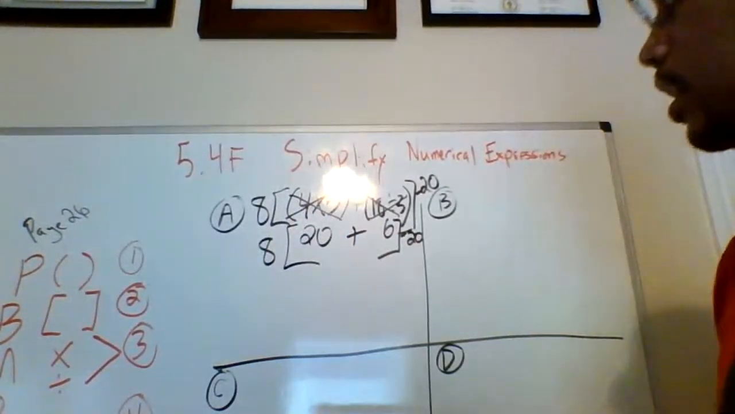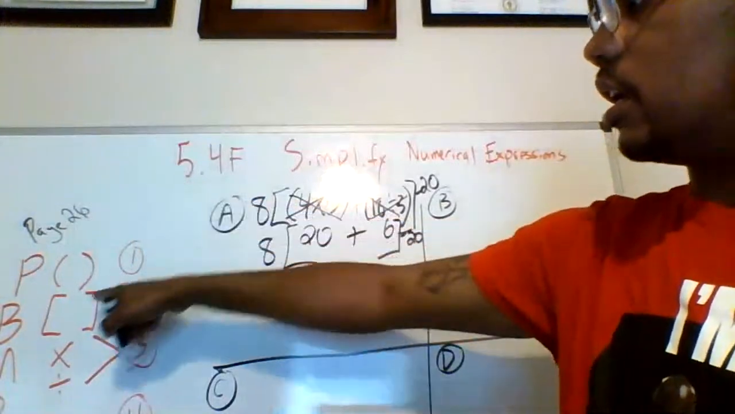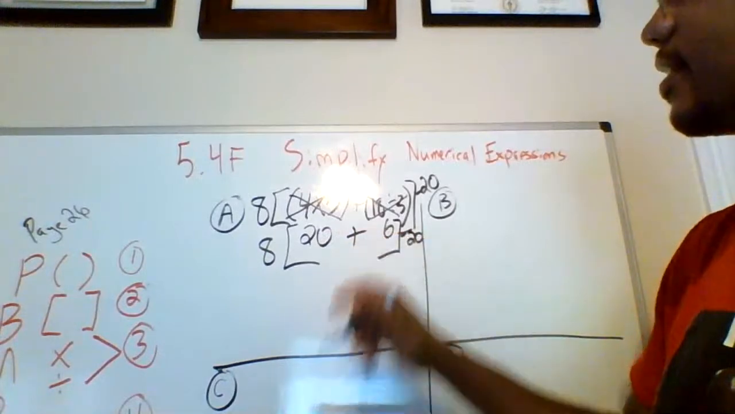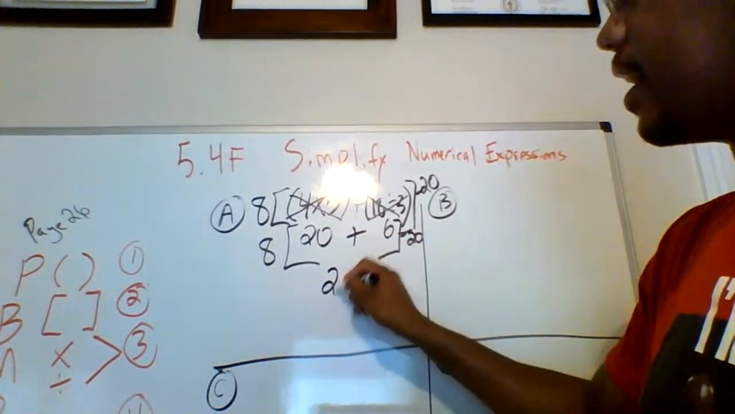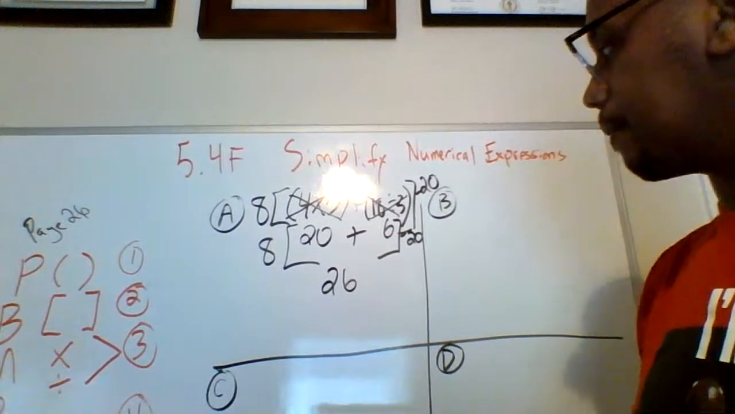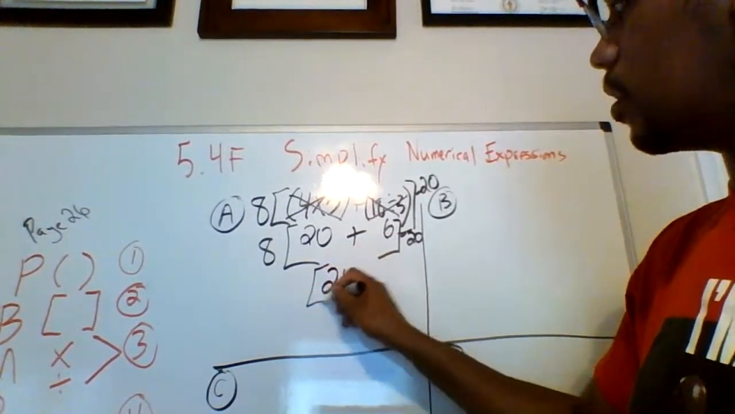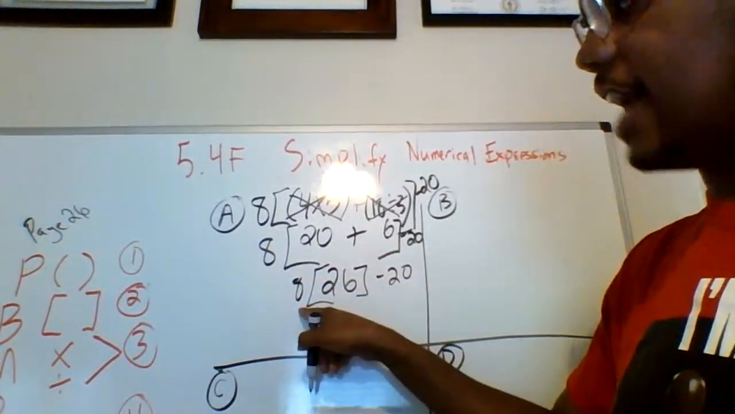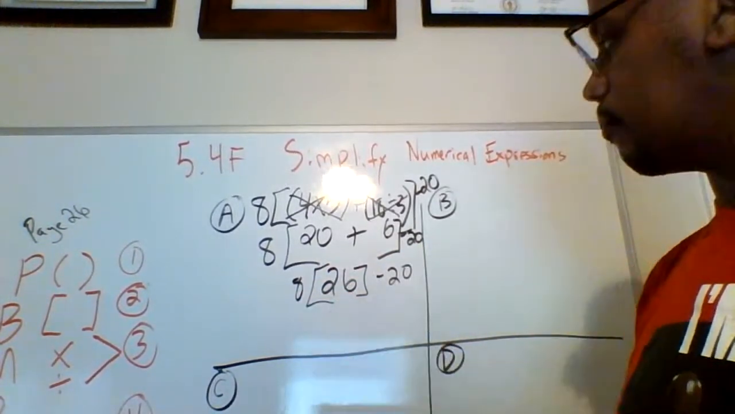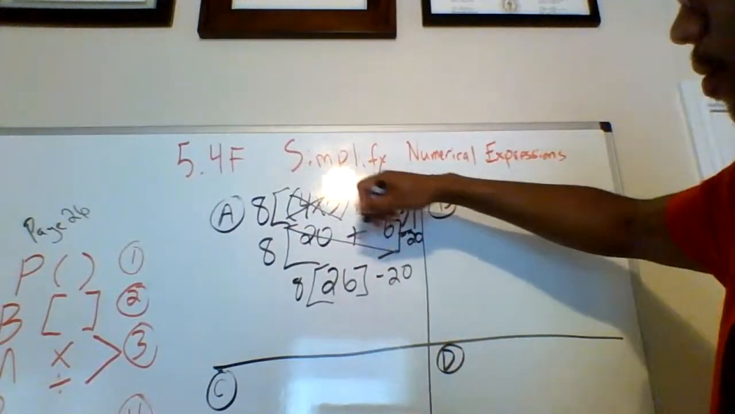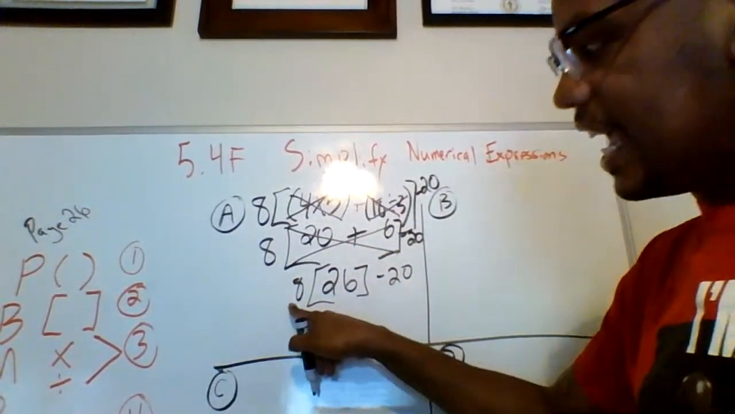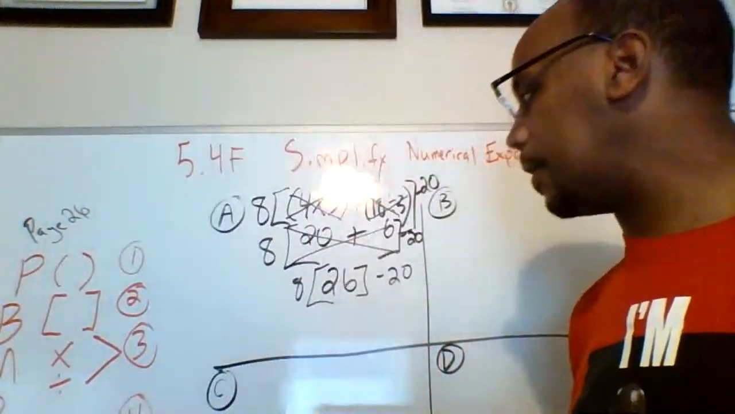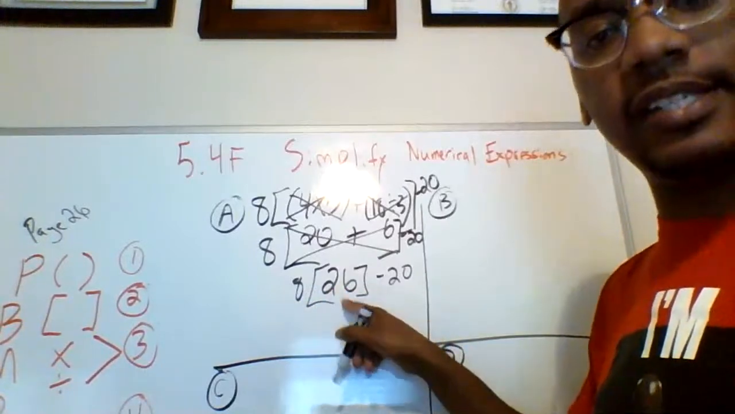All right. Now, parentheses is good. Step 2 is brackets. 20 plus 6 is inside the brackets. So the bracket is 26. But I still have that 8 in front of it. So this is gone. But the 8 in front of the bracket means multiply 8 times what's in the bracket. Right. So 8 times 26.